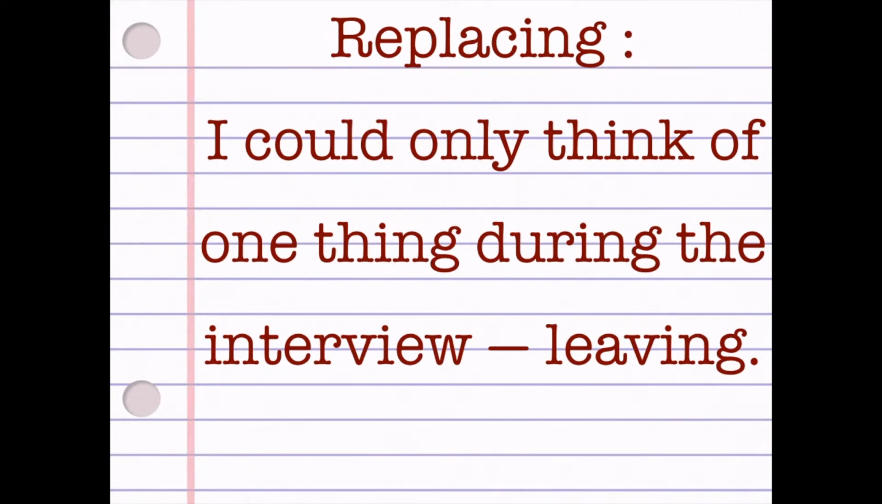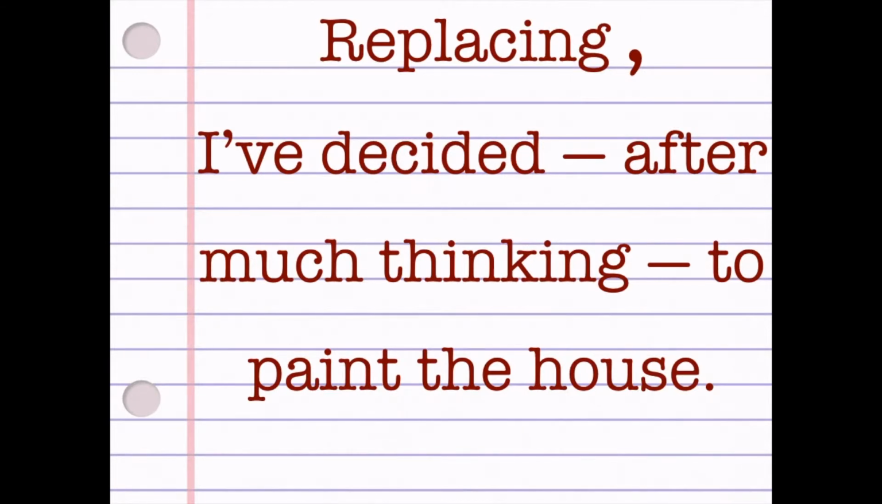I could only think of one thing during the interview—leaving. What this M dash does here is it adds an extra and different emphasis than a colon would do. Now, with the comma, let's look at this example. I've decided—after much thinking—to paint the house. What this does is add spacing to the sentence, which makes it visually easier to read than a comma would.